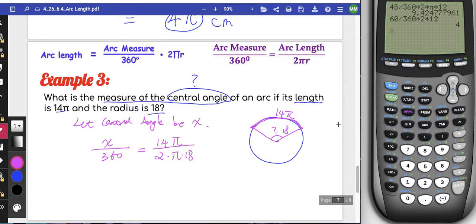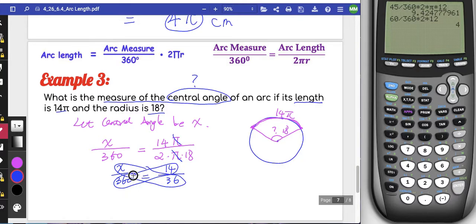Okay, before I move on, a lot of students are going to say, hey, I'm going to use cross multiplication. You're right. But to make our life easier, I'm going to simplify as much as I can before I move on. So since they both have pi here, pi over pi cancels. So now I have x over 360 equal to 14 over 2 times 18, 36. So now let's just use cross multiplication.